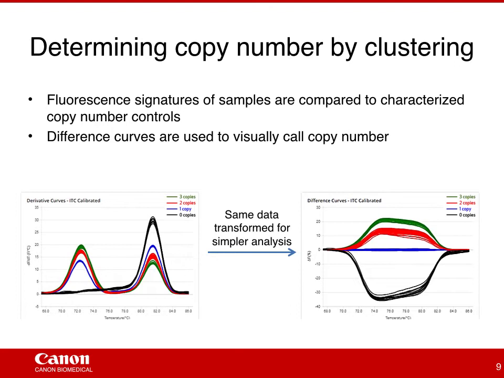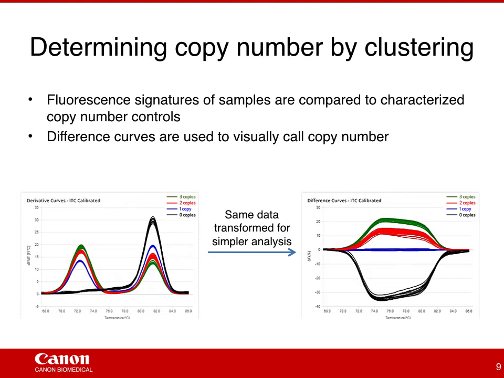Running a panel of characterized controls with different copy numbers for the gene of interest, along with your samples, makes data analysis very simple. The Novallele HRM Analyzer software clusters samples with the same copy number together and visually distinguishes them by color.